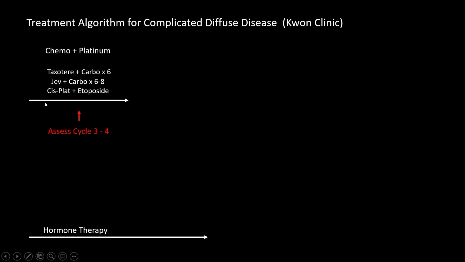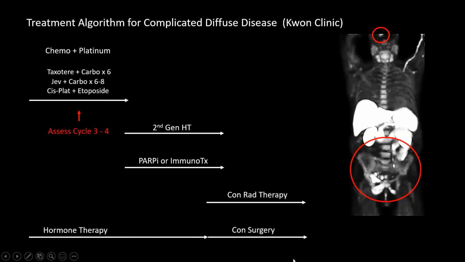So we treat these patients with the chemo, we assess as we always do. Then we treat these patients with 2nd generation hormone therapies. And then also we look for whether or not there are mutations that can be treated with a PARP inhibitor like Lynparza or Rubraca, or immunotherapy like Keytruda or Opdivo. And then at the very end, once again, we look for chances of consolidation with either radiation therapy or surgery.